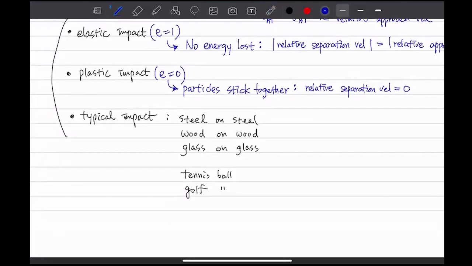And things between these two are the typical cases. Steel on steel, the restitution ratio is going to be about 0.5 to 0.8. Wood on wood is going to be 0.4 to 0.6. And glass on glass, it's very interesting, it's close to an elastic impact. A tennis ball is generally about 0.7, and a golf ball is generally about 0.85.